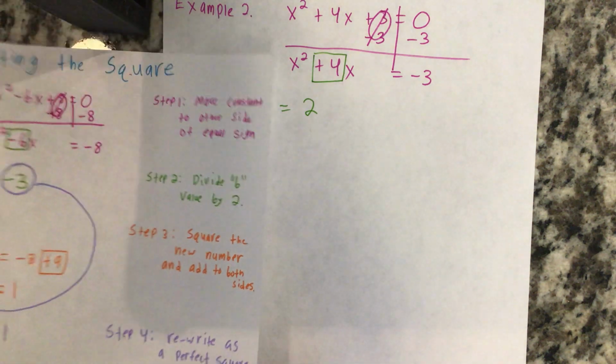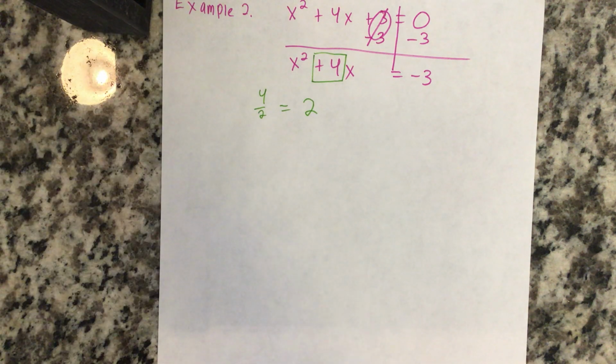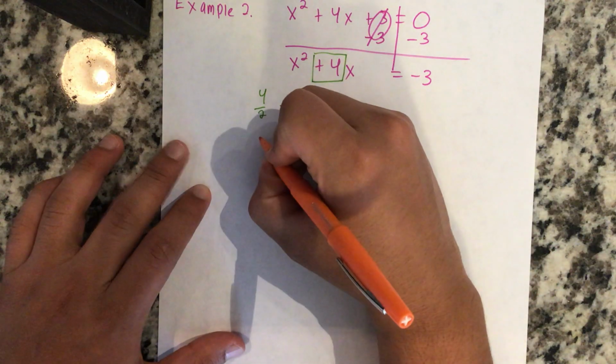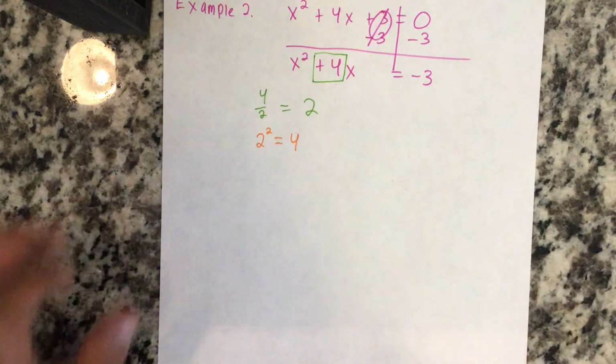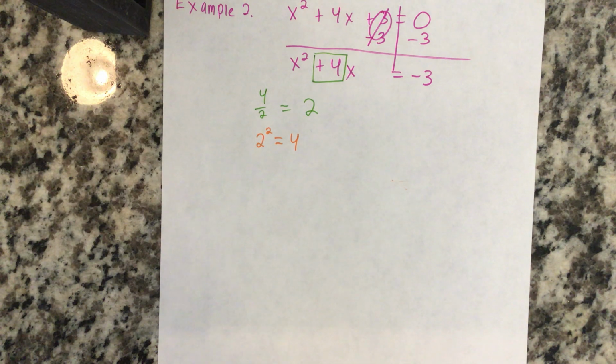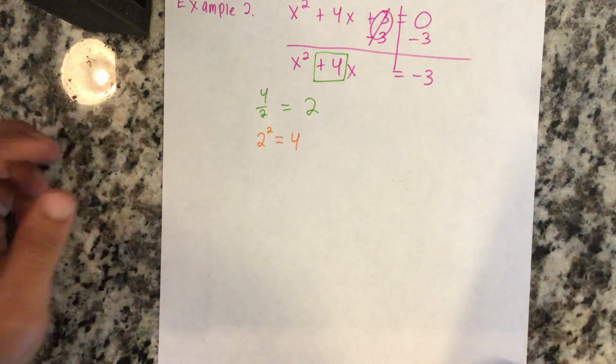We need to square the new number and add to both sides. So, I'm going to take the 2, and I'm going to square it. So, 2 squared gives me 4, right? 2 times 2 is 4. And I'm going to add that 4 to both sides of the equation.